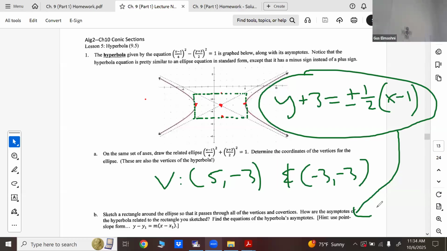How do I do it? My center is (1, -3). So that's my x1, y1 in the point slope formula. My slope, I just look at it: up 2 over 4, down 2 over 4, it's 1/2. But there's a positive and negative counterpart, so I consolidate it as one called plus or minus 1/2. So that's the asymptote, and that helps guide the graph, as you can see. That's kind of the anatomy of a hyperbola.